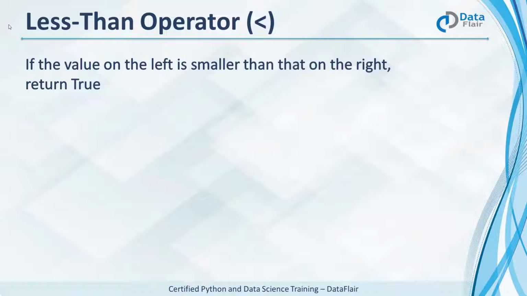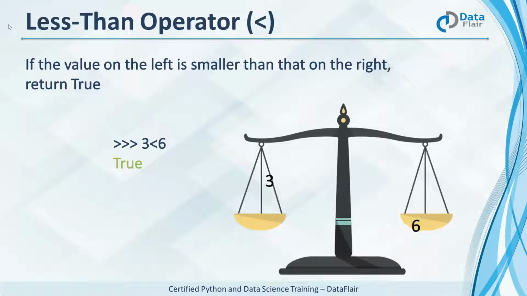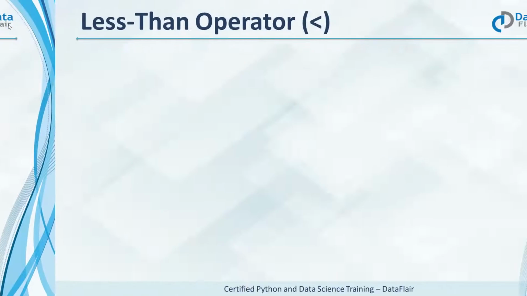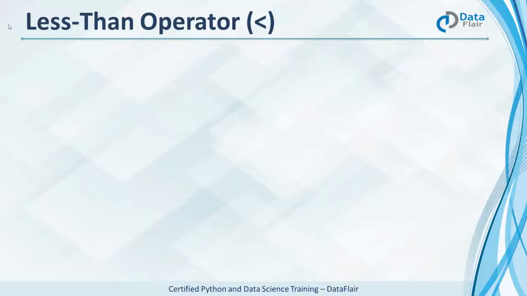A binary operator is surrounded by one operand or value on each side. If the value on the left is smaller, the less than operator returns true. Otherwise, it returns false. Is 3 less than 6? Yeah, that's true. Is 3 less than 3? No, that's false. Let's take a few more examples. Is 3 less than 3.0? No, that's false. Is 3.0 less than 3? False again.